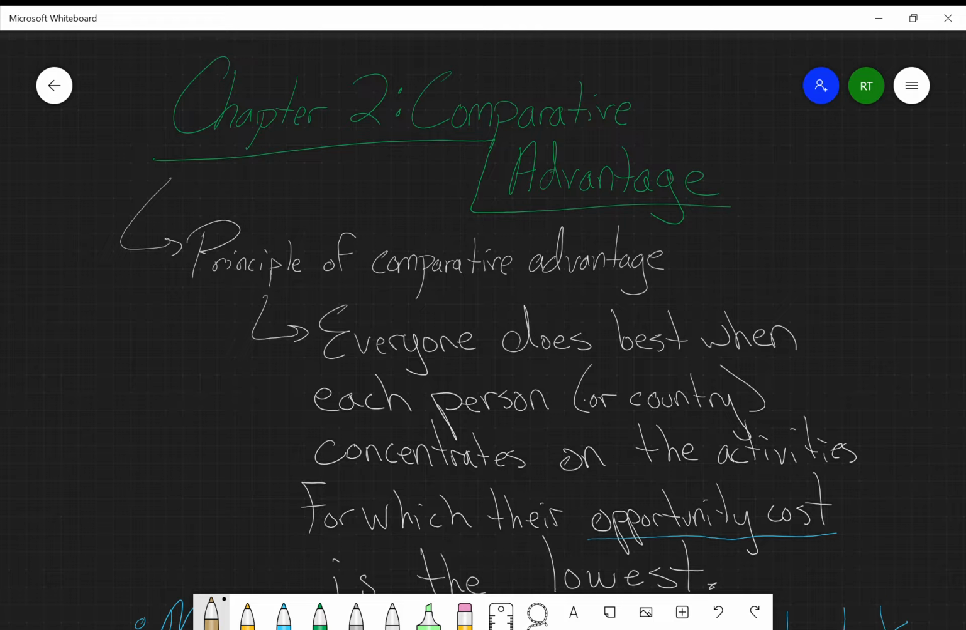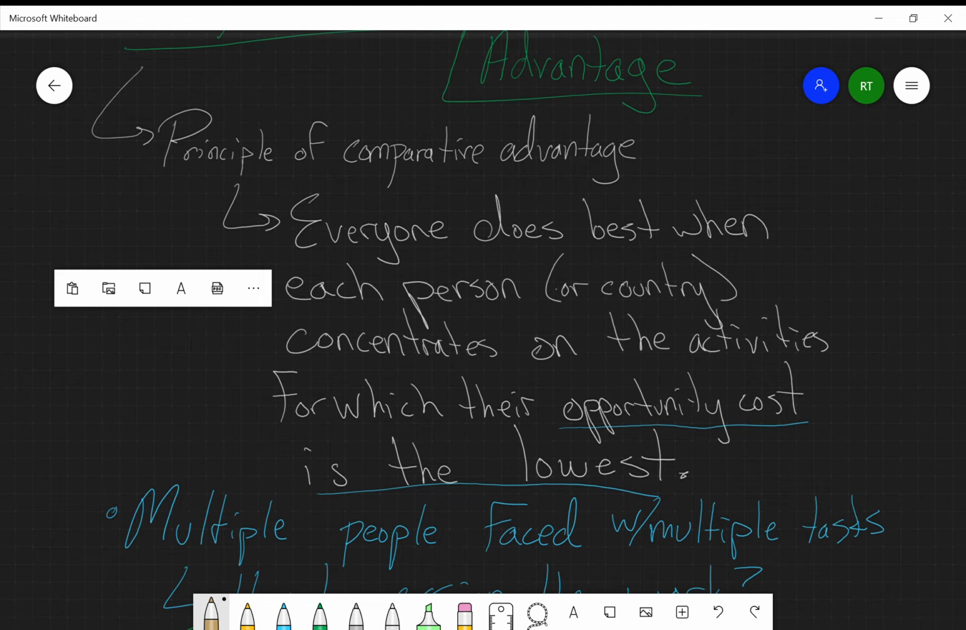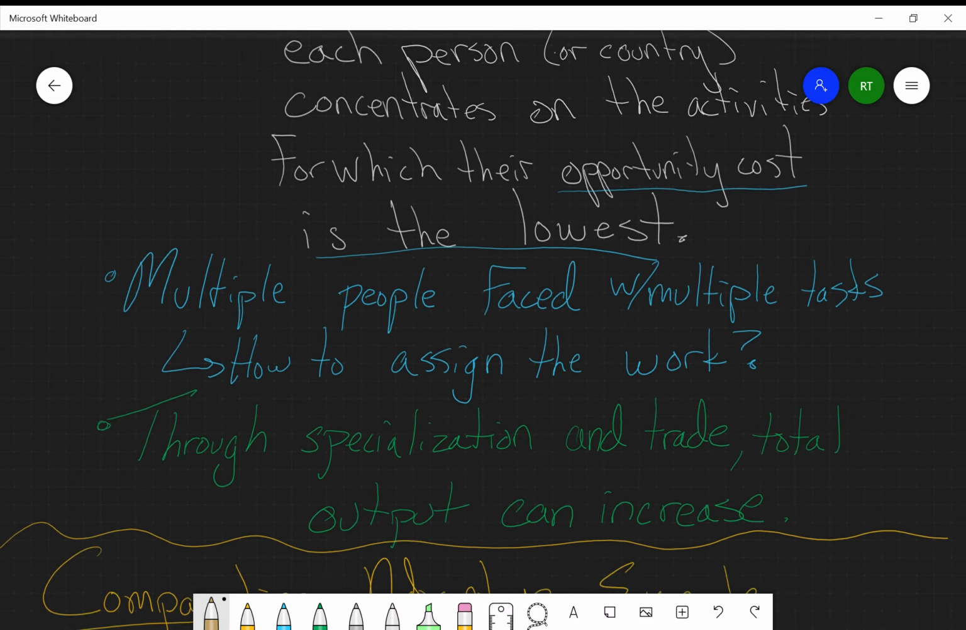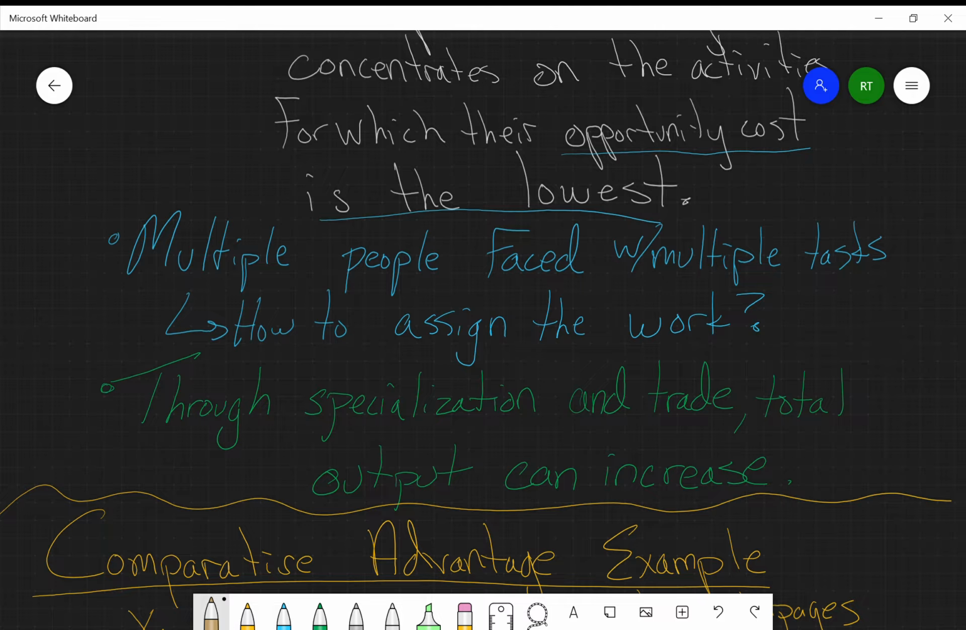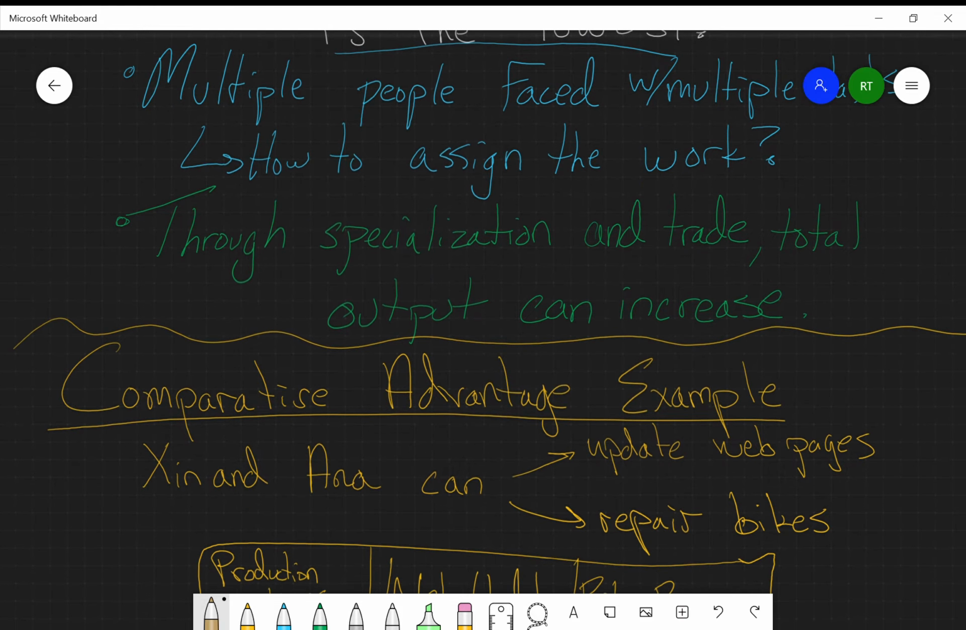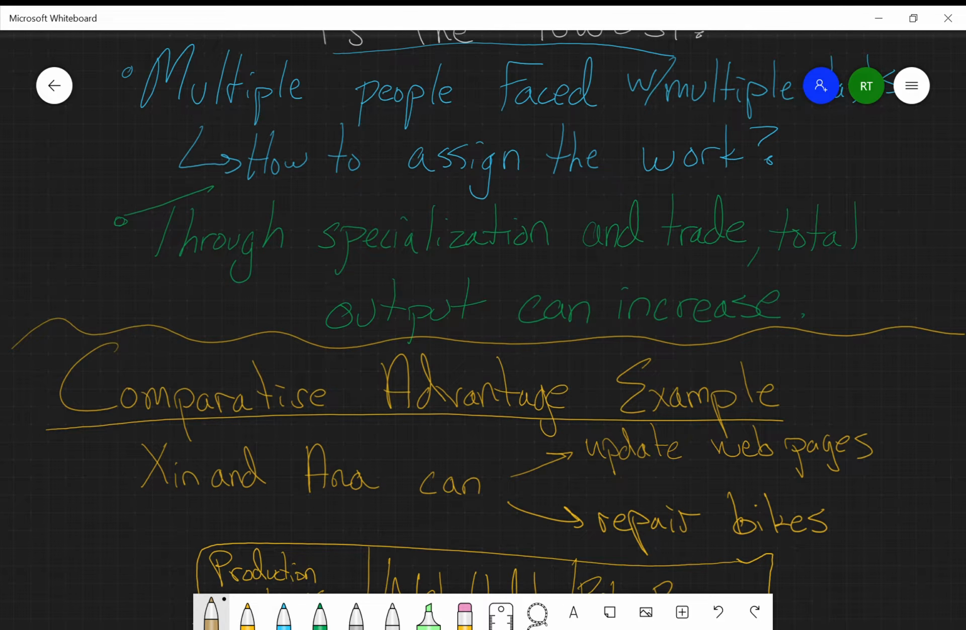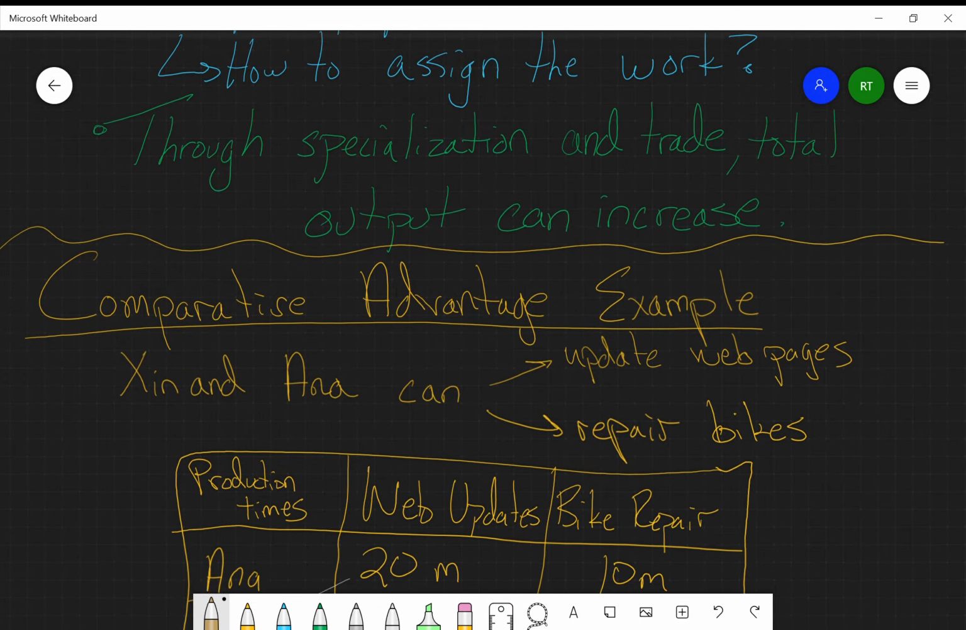So, in a previous class, we discussed comparative advantage. We defined how everyone does the best when each person concentrates on the activity for which their specific opportunity cost is the lowest. So we usually have this situation where multiple people are faced with multiple tasks. How do we actually divvy up and assign the work? Through specialization and trade.